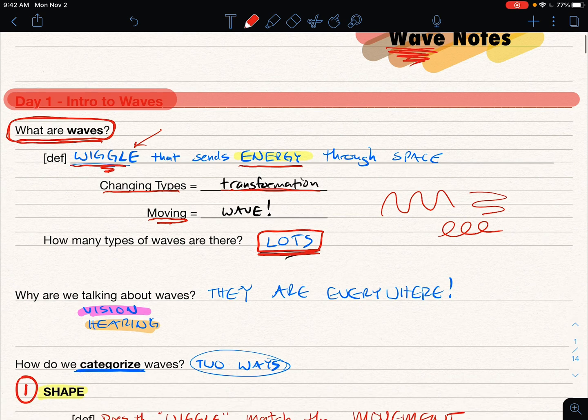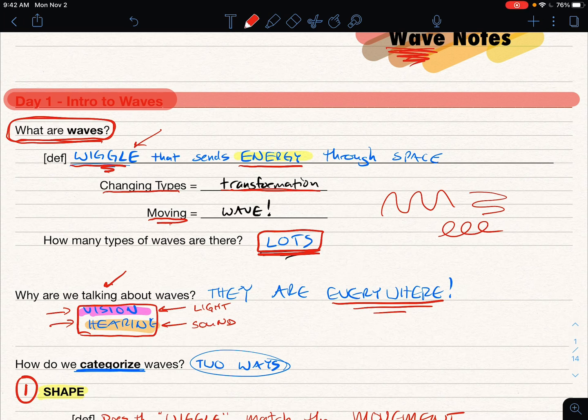But the reason that we want to talk about waves is that the two most important senses that you humans have, the ability to see things and the ability to hear things, the way that you navigate your way through this world involves you sensing waves. Your vision is simply you perceiving and processing light waves that enter your eyes, and hearing is you perceiving and processing sound waves that enter into your ears. And since such a huge part of our world is based on us being able to process these two major important types of waves, it's important that we understand a little bit of the physics behind it.